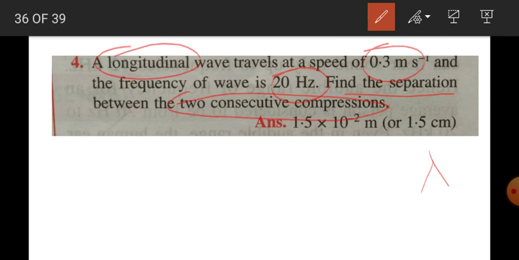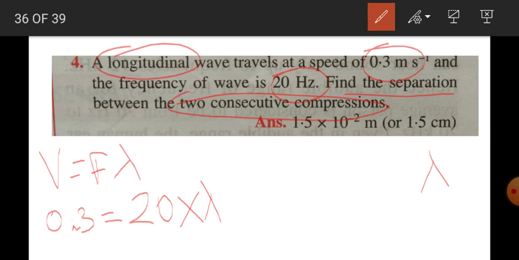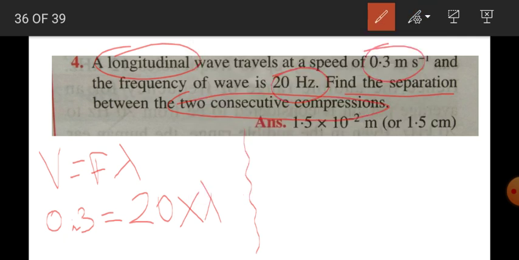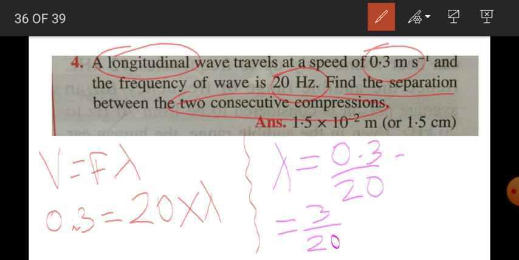I mean lambda. What is our formula? v is equal to f lambda. Speed is given, so let me put the values: 0.3. f is given, 20 hertz, and lambda we need to calculate. Let me arrange this equation on this side. My lambda will be 0.3 divided by 20, isn't it? Multiply up and down by 10, this will become 3, this will become 200.